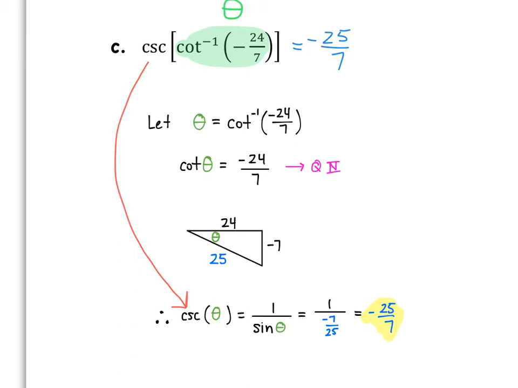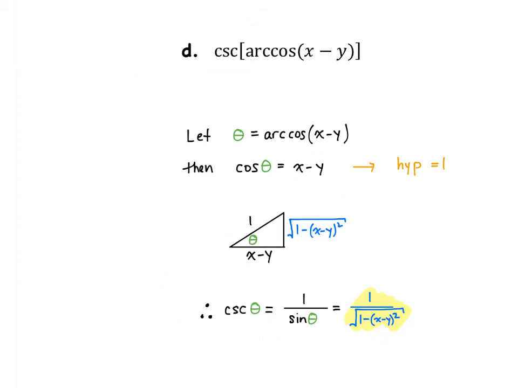Using the same idea, I want you to try D on your own, then come back and check when you're done. So similarly to part C, we're going to let theta equal this entire inside quantity. So theta equals the arc cosine of x minus y. So that means the cosine of theta equals x minus y.